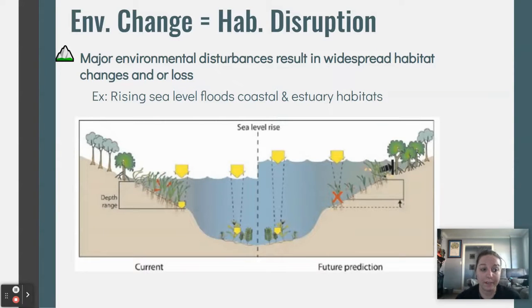So they're either going to have to migrate somewhere else because that habitat is not usable, or they're just going to die. Okay. Another thing we see from rising sea level is salinity increasing in these waters, because there is more ocean water mixing with the fresh water. The salinity level starts to increase.